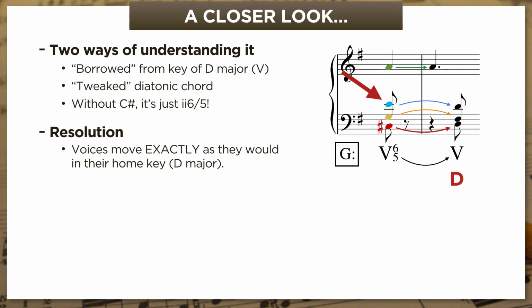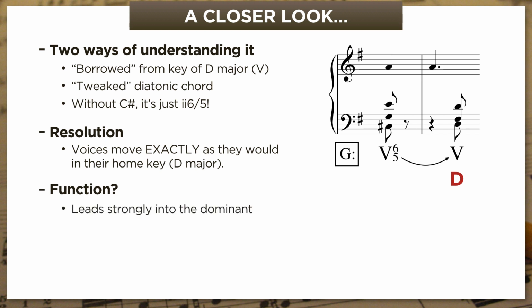So again, it resolves just as if it were a normal 5/7 in D. Finally, there's the question of function. Think about it. If the whole purpose of applied chords is to lead strongly into the chord that follows, and if we've got an applied chord that leads strongly into the dominant, we might want to ask if it's got a predominant function. I think it does.